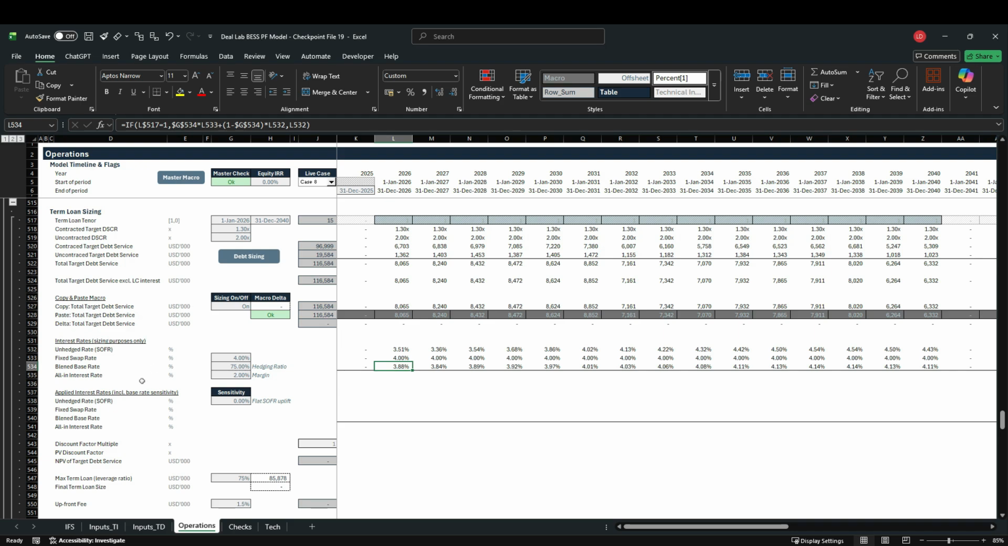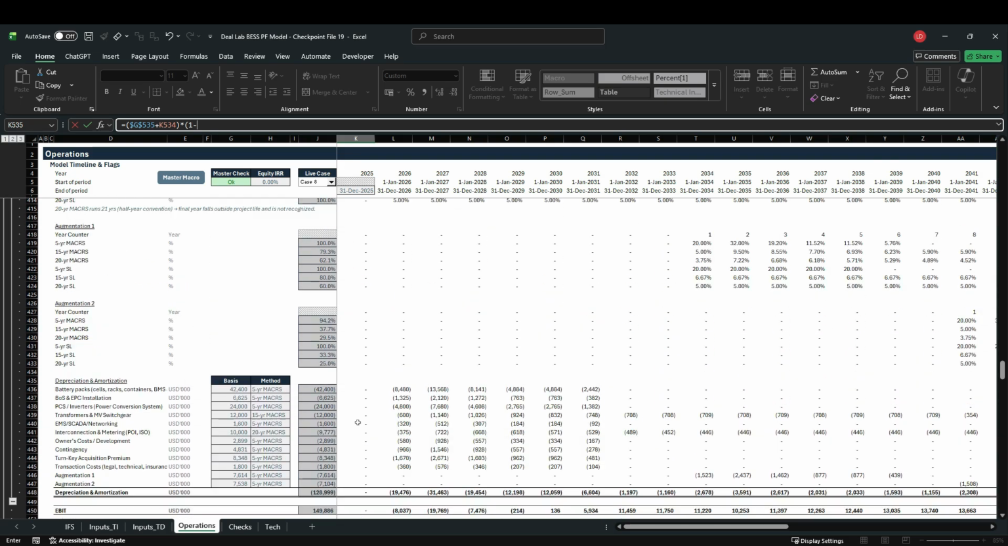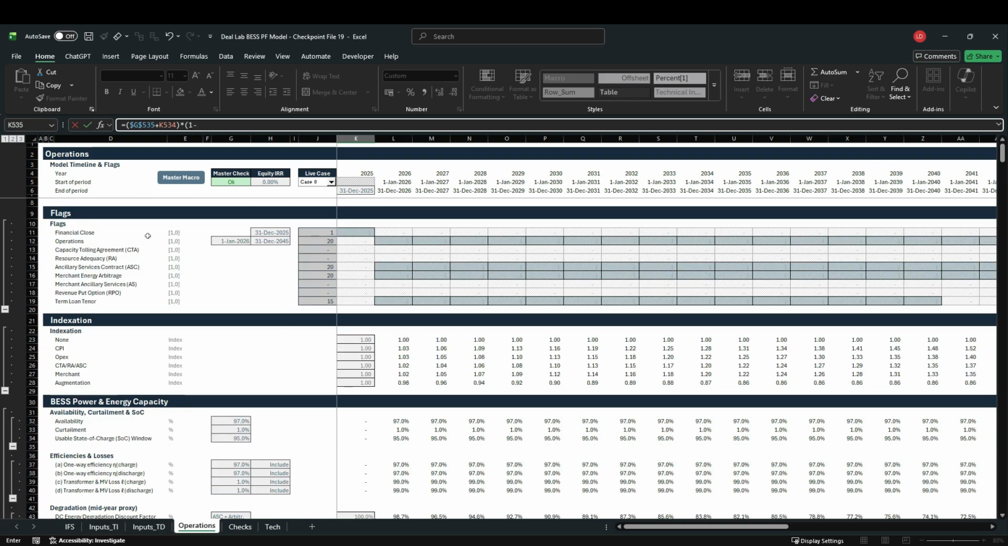Then we can calculate our all-in interest rate, and that is going to be equal to, open parentheses, our margin of 2%, hit F4 once, plus our blended base rate in K534, close parentheses, and we'll multiply this with, open parentheses, 1 minus, let's scroll up, our financial close. So if it's our financial close, select K11, hit F4 twice, close parentheses.